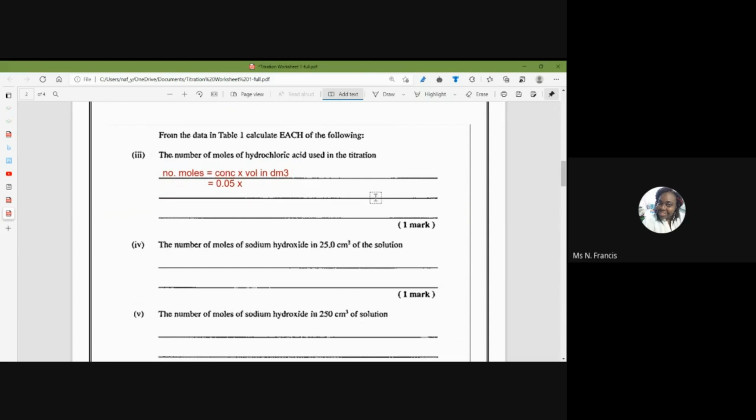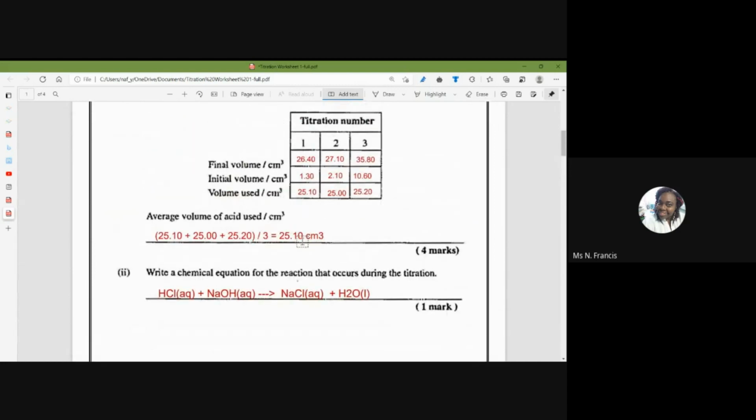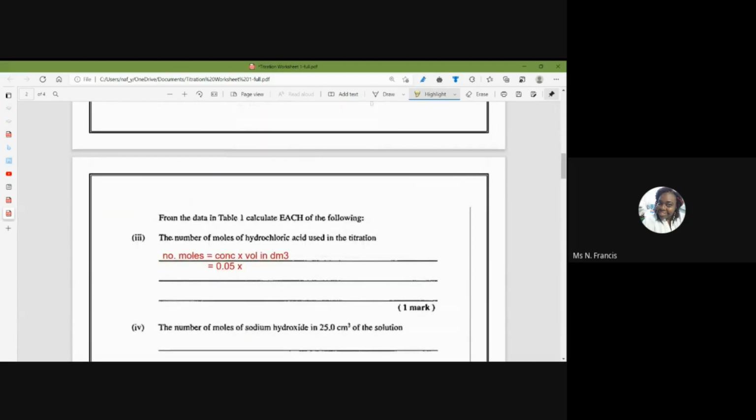So we have to be mindful of that, ladies. The volume of the acid is what we found from our table here. All right, so we have to be mindful. And then this is what we need to now convert into decimeters cube. How do we do that? Take this figure and divide it by 1000 to convert to decimeters cube.